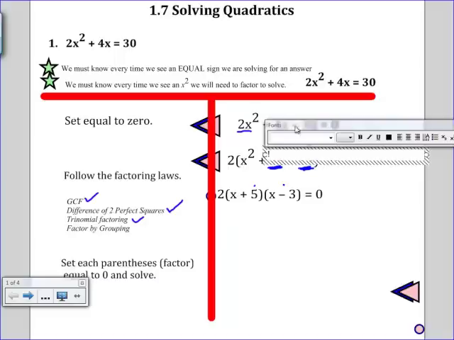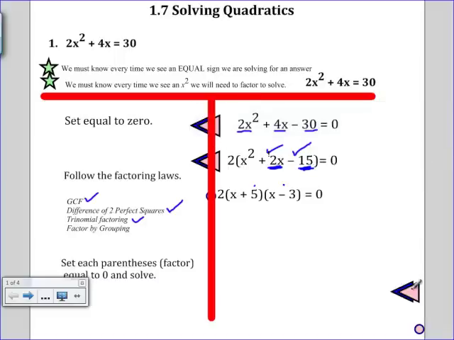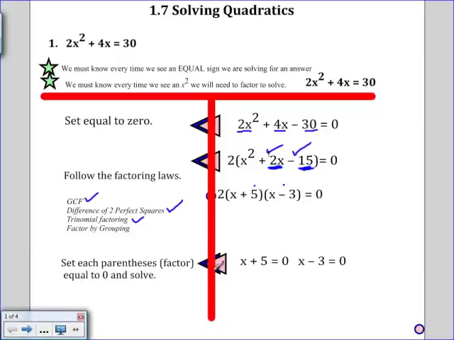Now mathematically, what we do is we take each parentheses and we set it equal to 0. Each of these parentheses is called a factor. This is a factor, this is a factor, because these three numbers, when multiplied together, get me 0. So that means we take each factor and set it equal to 0. x plus 5 equals 0, x minus 3 equals 0.